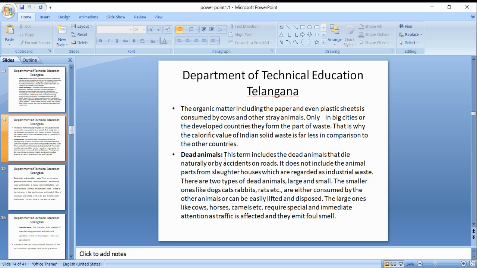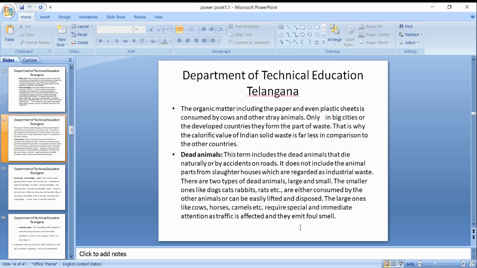This term includes the animals that die naturally or by accident on the roads. It does not include animal parts, which are regarded as industrial waste. There are two types of dead animals, large and small. The smaller animals are dogs, cats, rabbits, etc. They are consumed by other animals or can be easily lifted and disposed of. The larger ones, like cows, require special and immediate attention as traffic is affected and they can emit a foul smell.